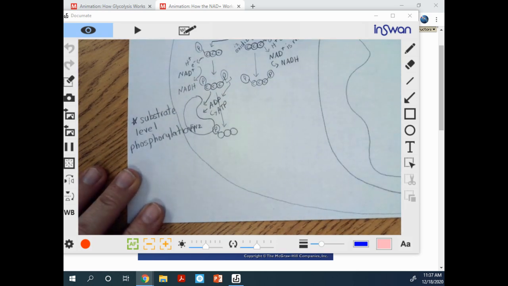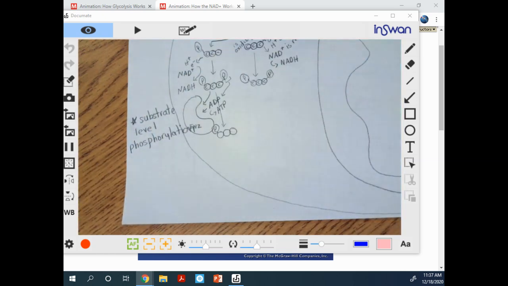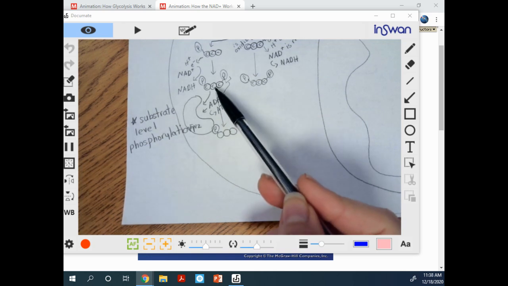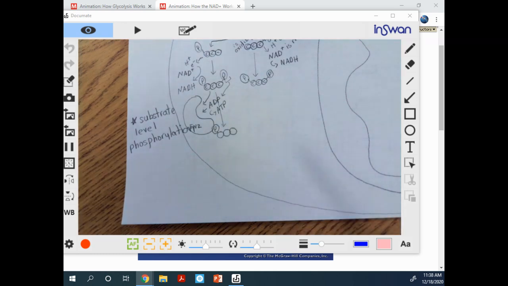Okay, so it's called substrate level phosphorylation. And if I say, okay, substrate level phosphorylation happens in glycolysis, it just simply means there's an enzyme that can make ATP. It can take a substrate, pull off a phosphate from the substrate, and put it on ADP, and now I have ATP. Okay, so that's how glycolysis makes ATP, is through a process called substrate level phosphorylation.